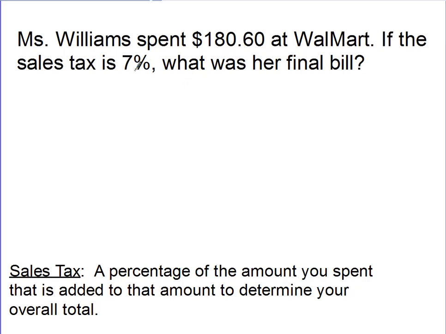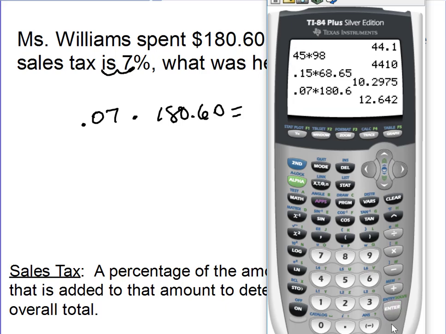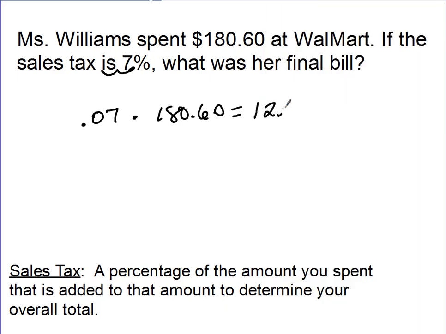So we take our 7%, we change it into a decimal, which we know, find the decimal in 7%, move it over two places. So 7% is actually 0.07 times 180.60. So again, we get our calculator out. We multiply that together. 0.07 times 180.6, because you don't have to put the extra zero on there. Enter. So again, we're dealing with money, so the amount of sales tax is going to be $12.64.